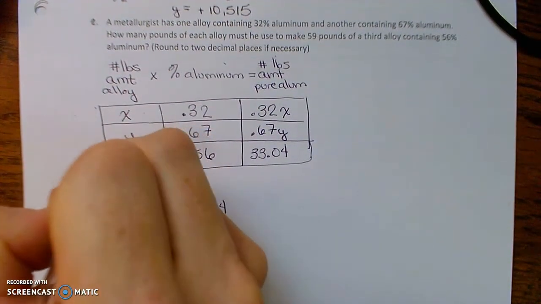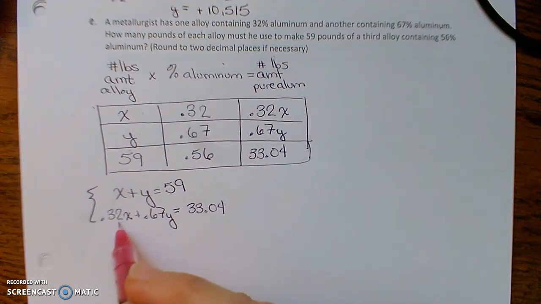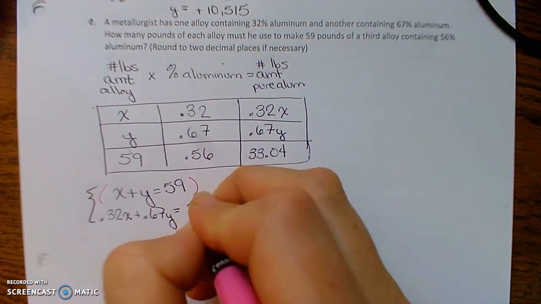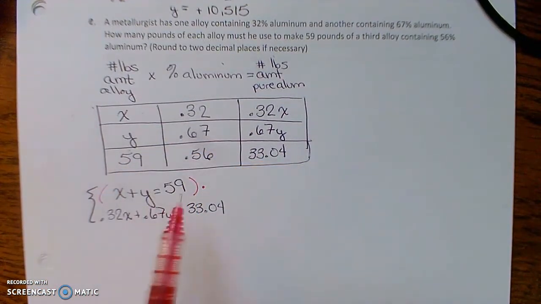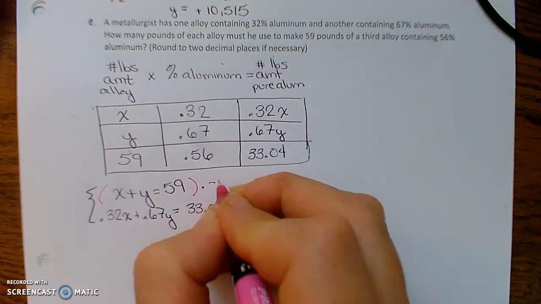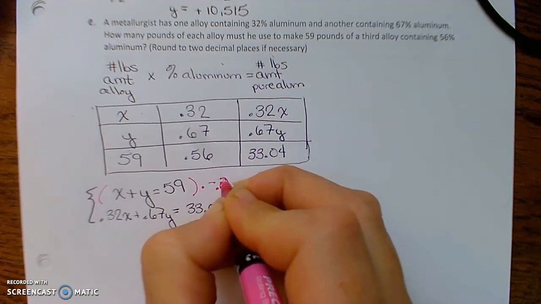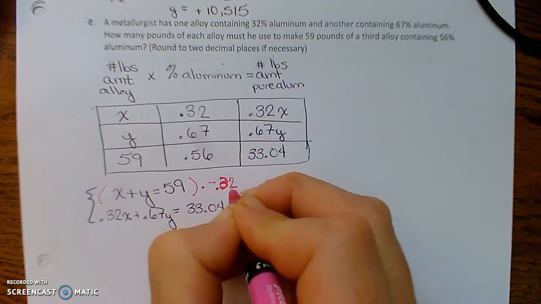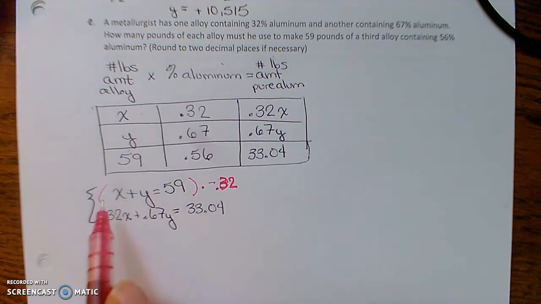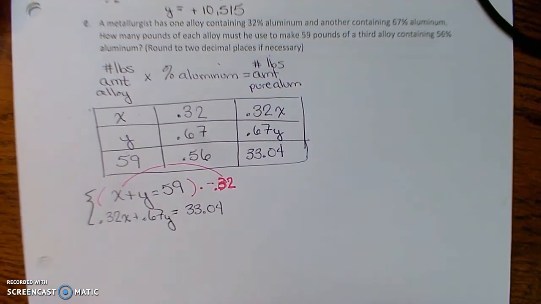So here's my system of equations, and I think what I'd like to do is use the elimination method. Let me eliminate x. I'll multiply both sides of the first equation by negative 0.32, so that the coefficients are opposite each other. So let's go ahead and do that.